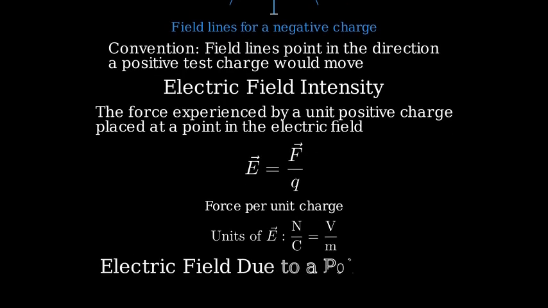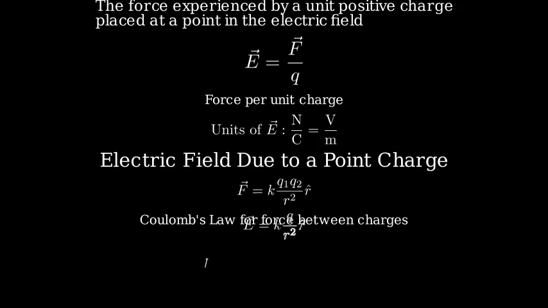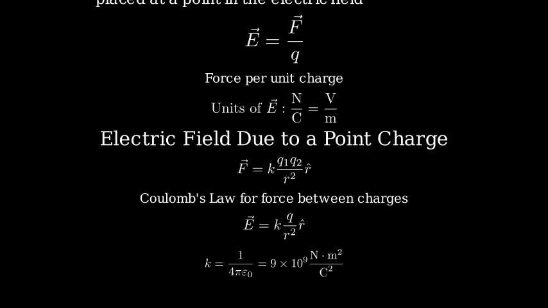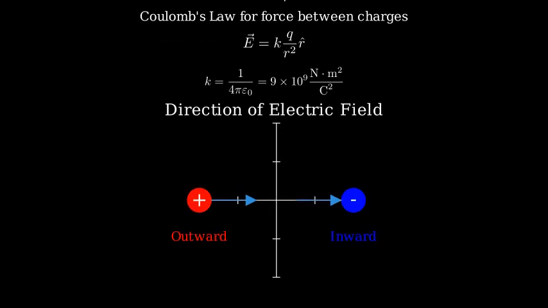Let's calculate the electric field due to a point charge, according to Coulomb's law. The force between two point charges is given by F equals k times Q1 times Q2 divided by r squared. If we consider Q2 as our test charge, then the electric field intensity due to Q1 is E equals k times Q1 divided by r squared. The direction of the electric field is radially outward for a positive charge and radially inward for a negative charge.